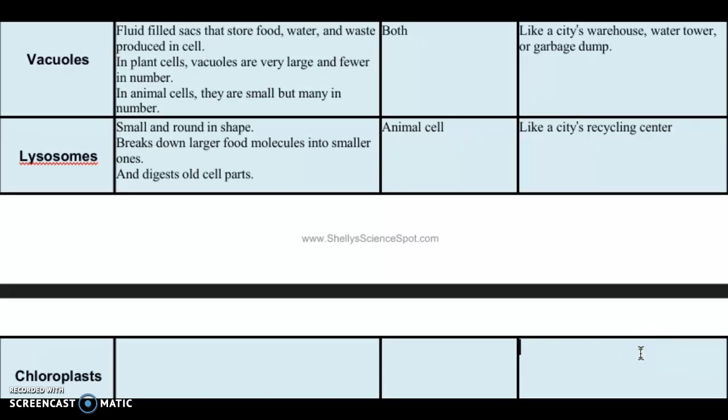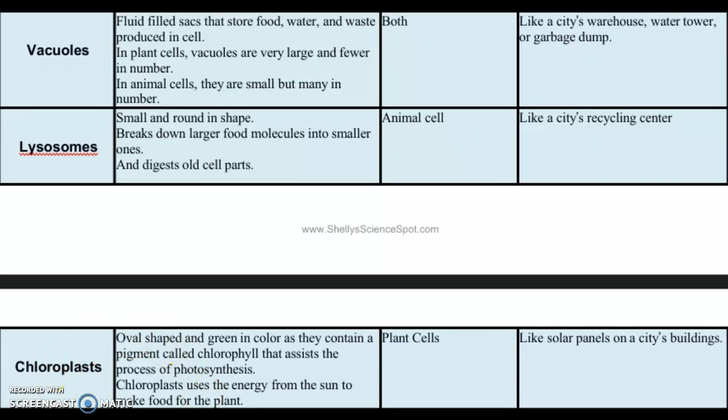And if you had to compare it to an actual functioning city, it would be like a solar panel on the city's buildings, for example, because solar panels utilize the sun's energy to create energy that can be utilized for themselves, right? So they're converting solar energy into chemical energy. And that's what chloroplasts are doing. They are absorbing the sun's energy, solar energy, and using it to produce their own food. Now let's answer these final organelle blanks. And there we go.